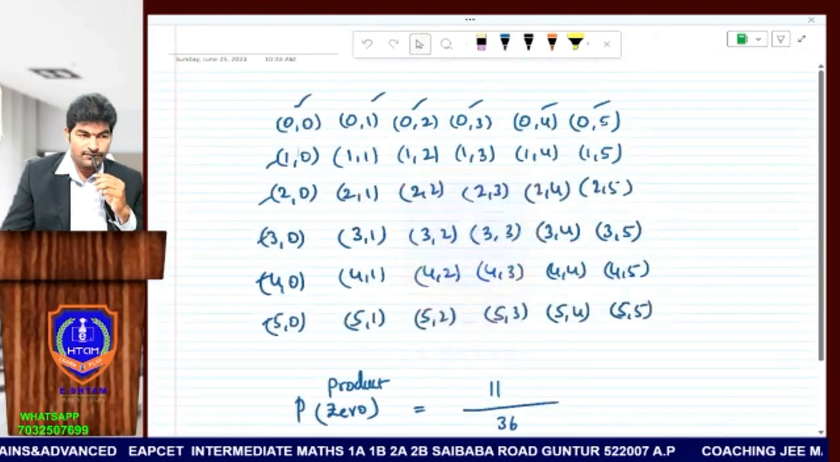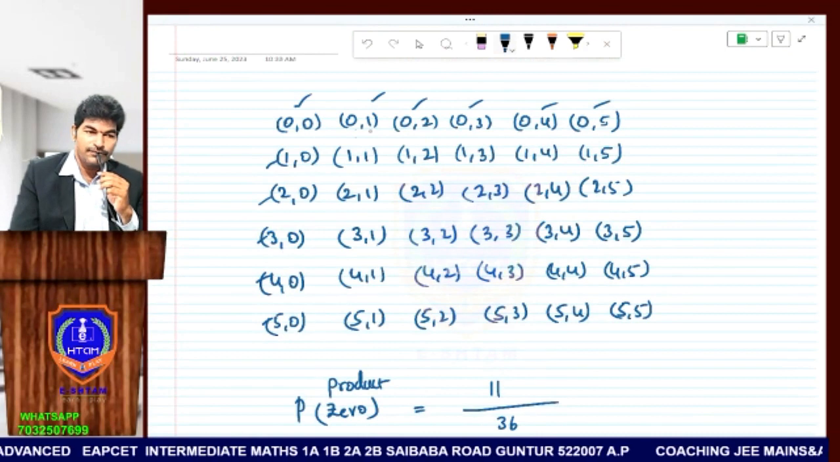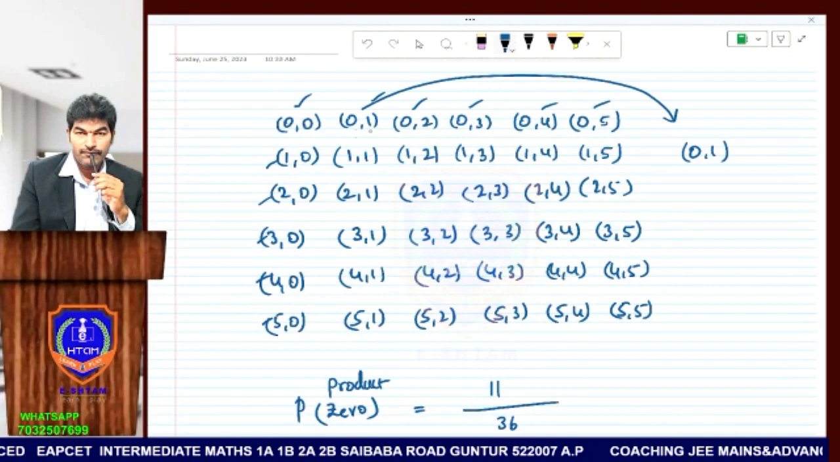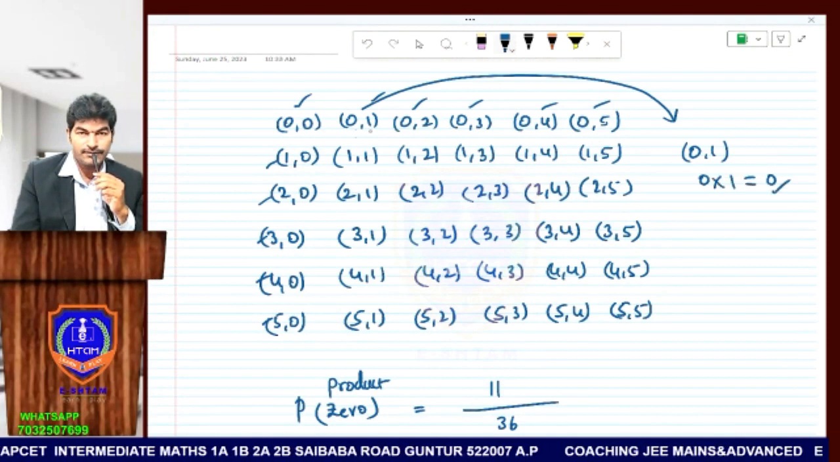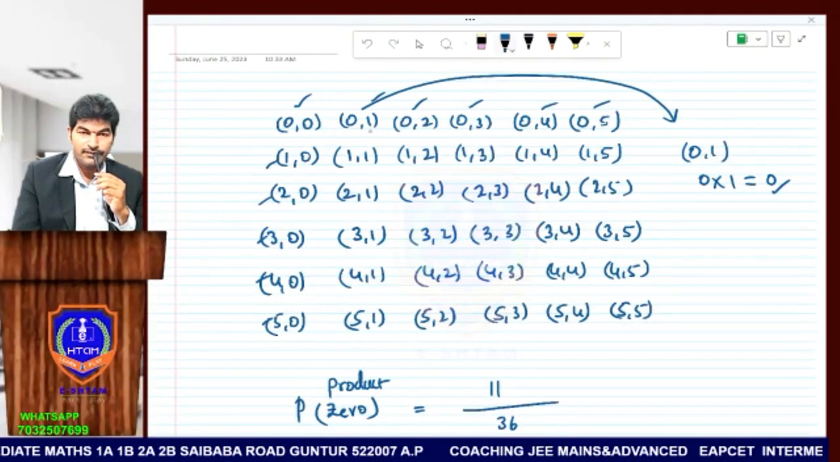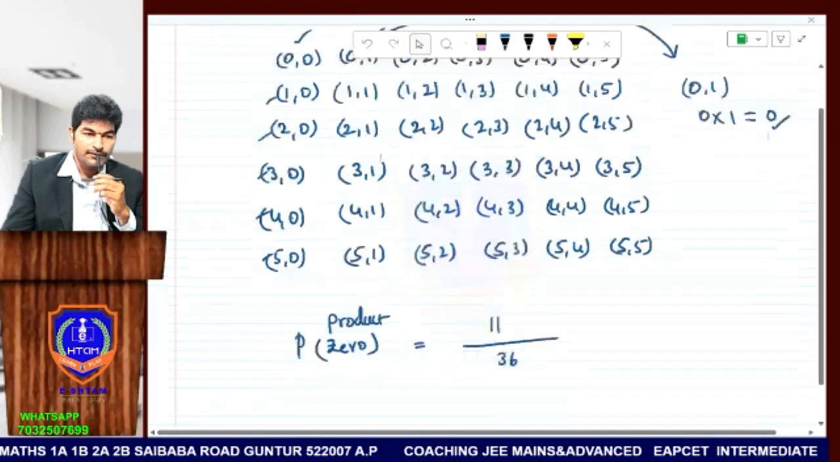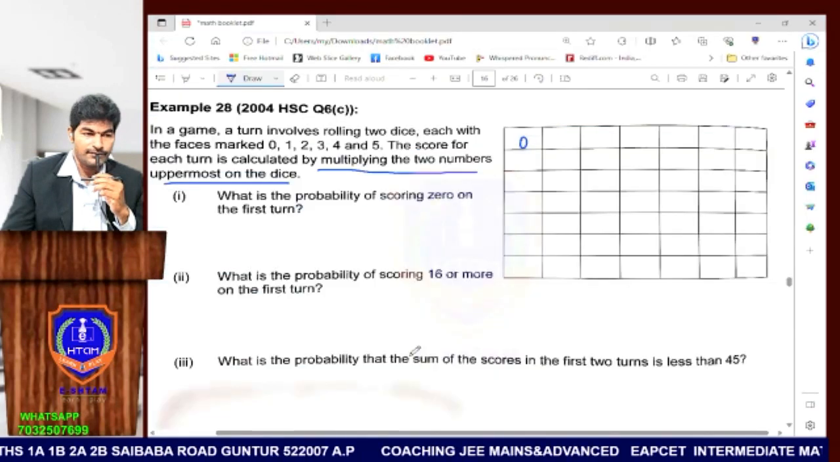Because 0 into 0 is 0, 0 into 1 is 0. If you consider, for example, the event 0, 1, you have to multiply those two numbers and the result will be 0. That kind of event he is asking us to calculate the probability of. So these are the required events out of all these 36. 11 are there like that. So 11 out of 36 is the answer.